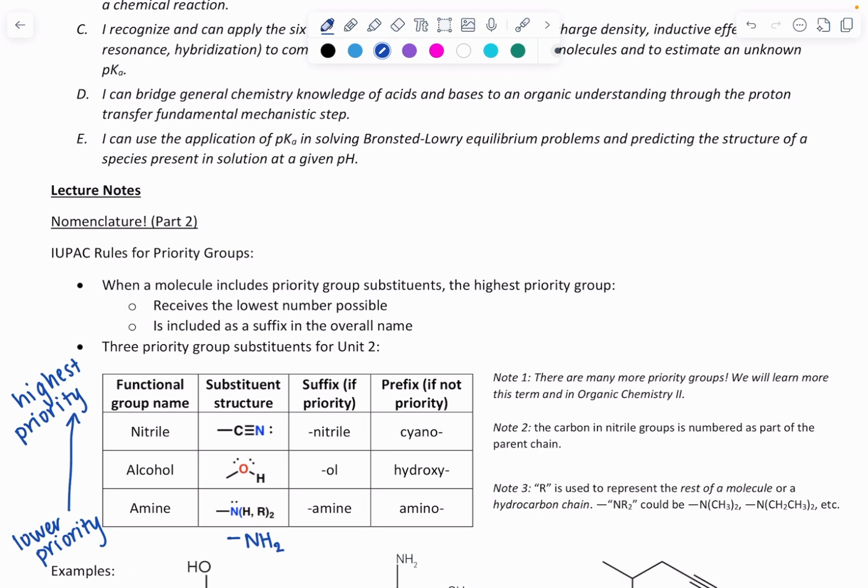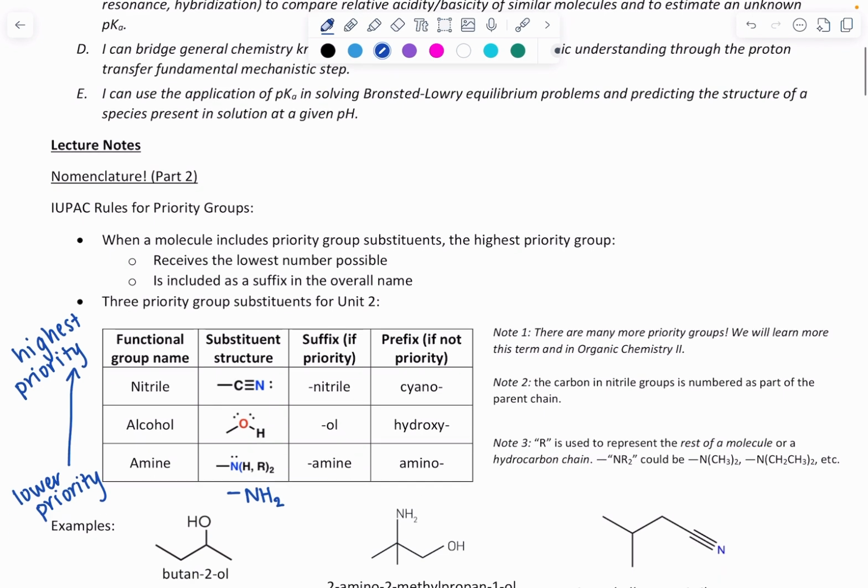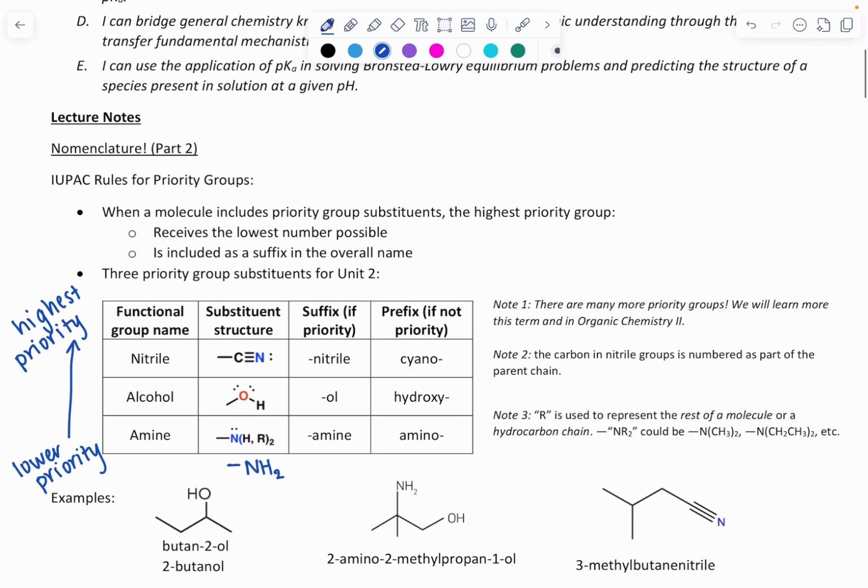And that is named using amine if it is the highest priority group, or amino as a prefix if it is not the highest priority group. Okay, let's look at some examples. I think that will help solidify the content that we're looking at here. So here are 3 molecules, and I've got the structure and the name. Let's look at one at a time.